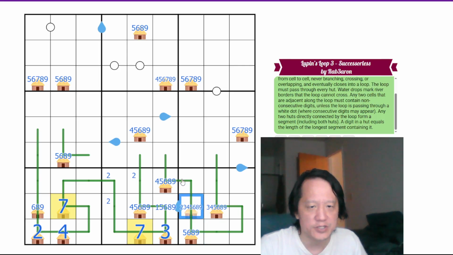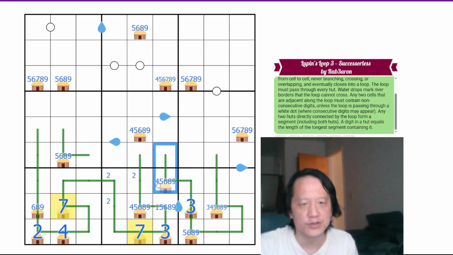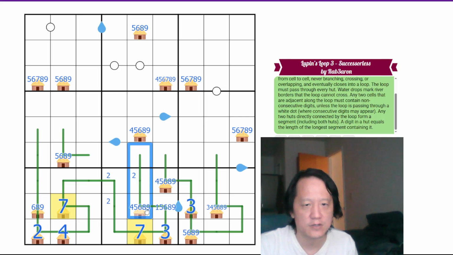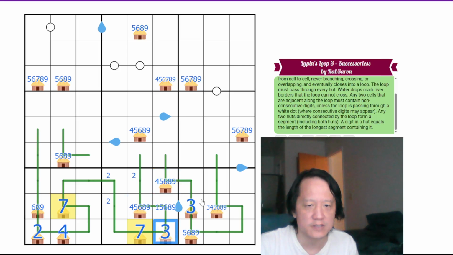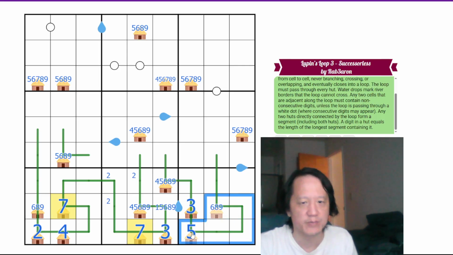Okay. So this is, largest segment is 3. This has to be larger than 3. But if it connects this way, if it connects directly to this, then these are the same digit because the smaller one is 3 in length. So this cannot be 3. This is 2. We have 1, 2, 3, 4, 5 here. So this must be 5 there. That eliminates 5 in the rest of the box. This can't be 4 anymore since we already have a segment that's 5 in length.